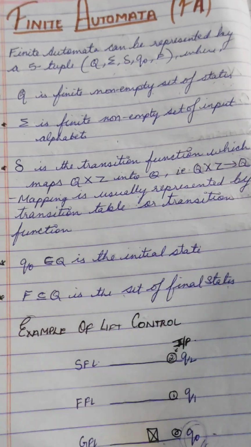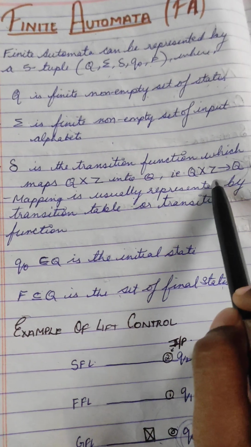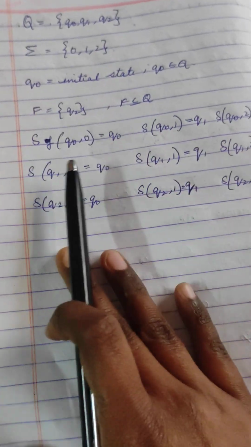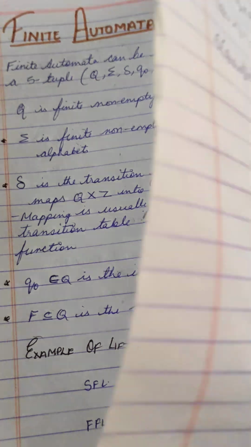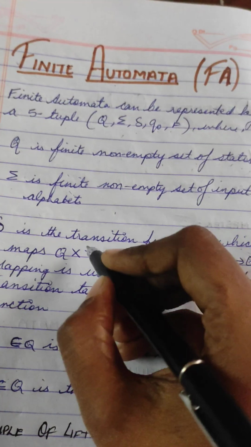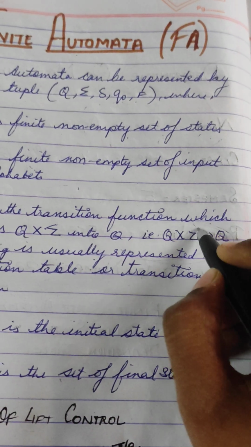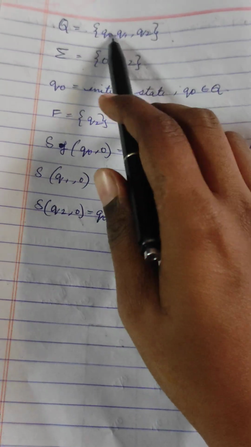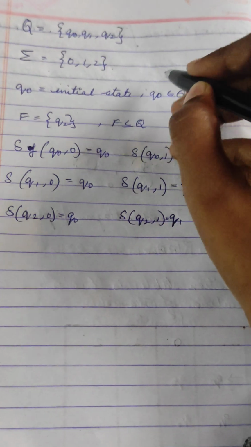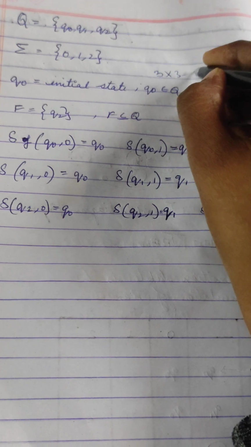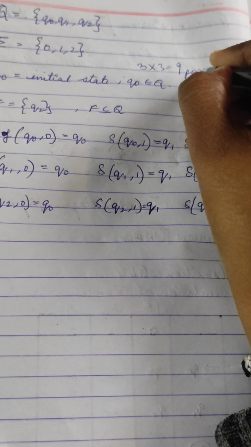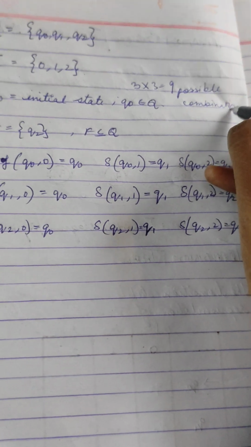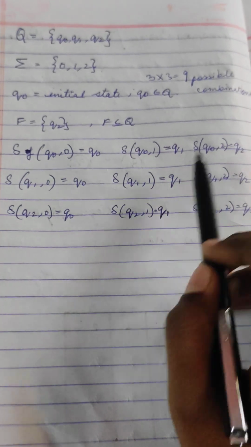Delta is the transition function which maps Q cross sigma into Q. Oh sorry, this would be sigma, not Z. Q cross sigma: Q contains three elements, sigma contains three elements, so the Cartesian product of 3 cross 3 gives 9 possible combinations. So we have these 9 possible combinations.